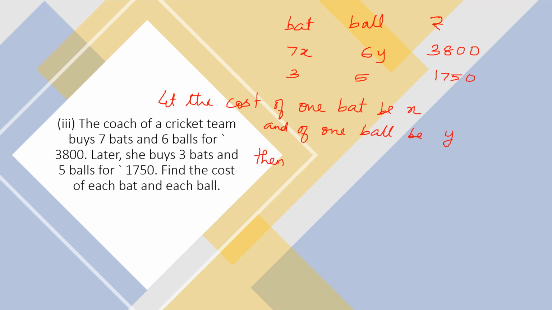Then what is the equation we get? 7 into x plus 6 into y is equal to 3,800 together. That is the first equation. Then second equation: 3 bats, so the total cost is 3x. For y rupees we are buying 5 balls, so the total cost is 5y. Now for buying 3 bats and 5 balls, the cost will be 3x plus 5y, given as equal to 1,750. Now you have the two equations. You will have to solve it on your own. Okay, substitution method. You can use any substitution, solve it on your own.